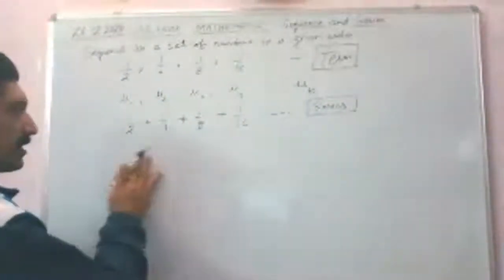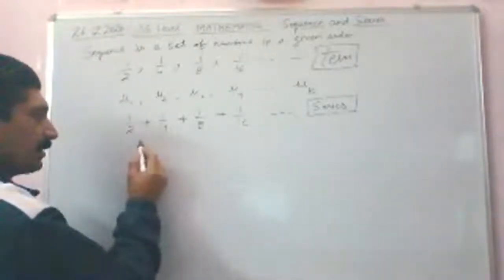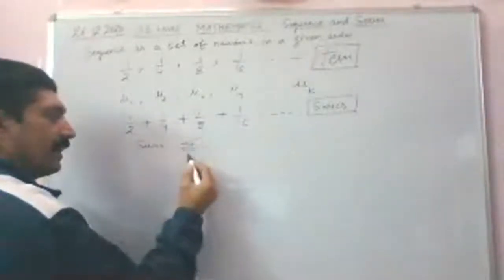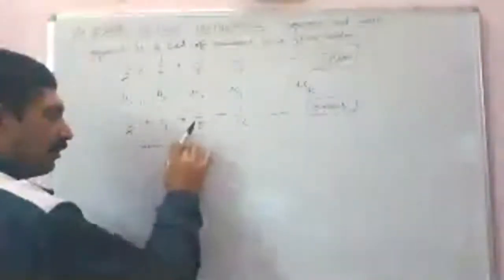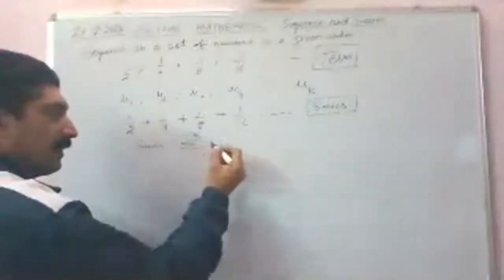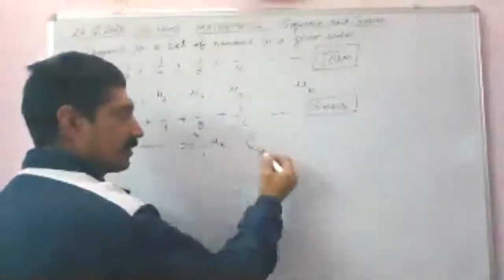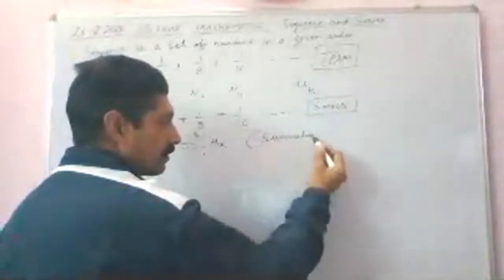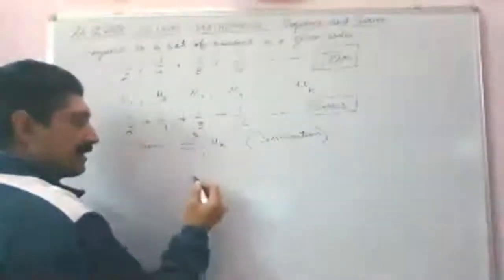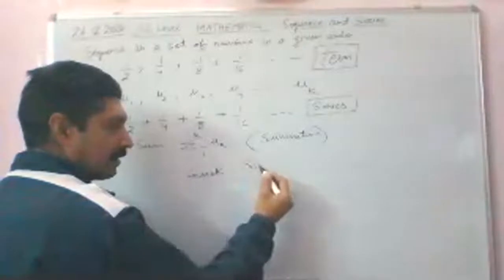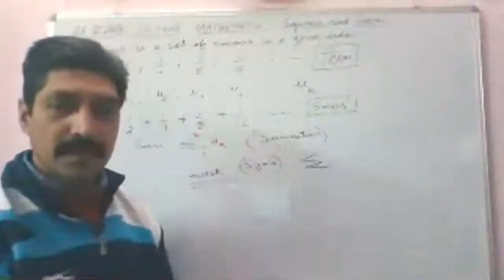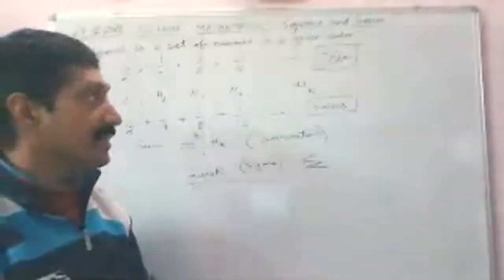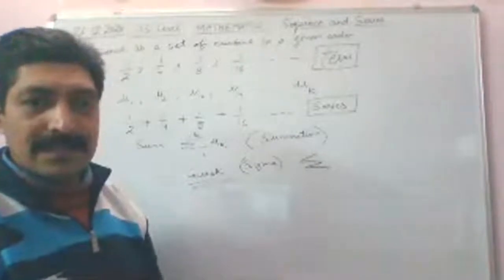We also denote a series in this format: the sum with k from 1 to n, or simply 1 to k, of Uk. This is called summation. We have discussed it earlier also. This is a Greek alphabet letter, called sigma, and it means the sum of all the terms. So this is the main difference between sequence and series. The sum of all these terms is called the series, right?